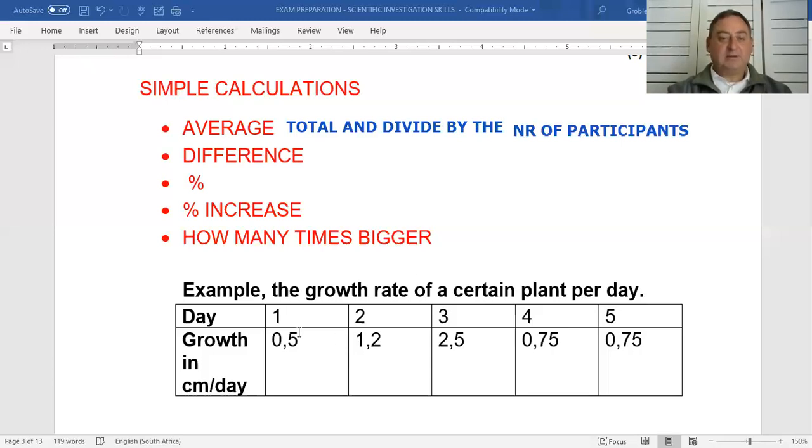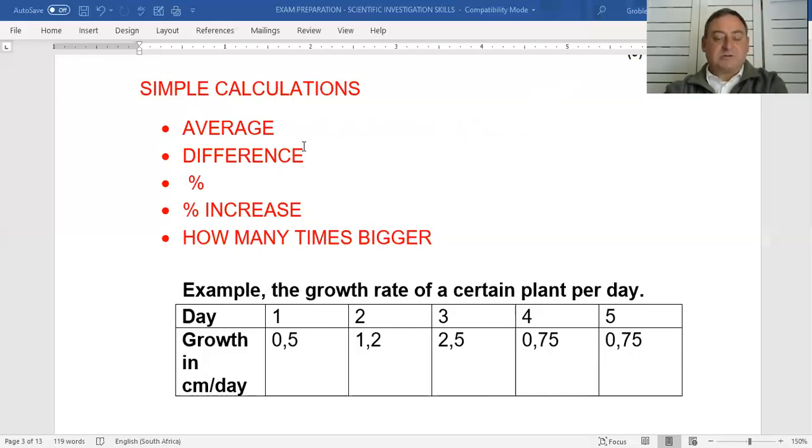In this case, you add up that number, 0.5 plus 1.2 plus that, plus that, plus that, divided by what? Divided by 5. So that will be the average growth rate for this plant. So you can calculate the average of anything. Whenever they give you stats, you can calculate the average. So that is the whole situation with regards to average.